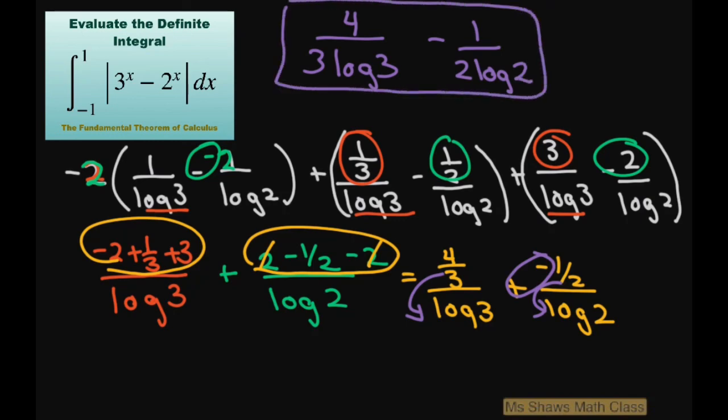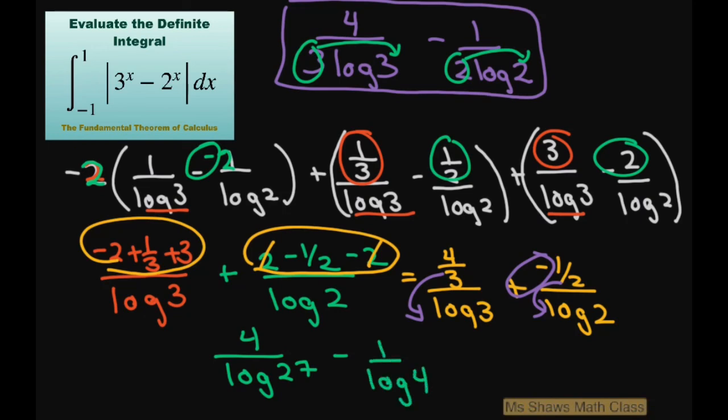If you wanted to, you could use your power property and bring this 3 here and the 2 here. And that would give you 4 divided by log of 3 cubed, which is 27, right? Minus 1 divided by log of 4. But I think I like it better, this answer here. Either way, it just depends on how much you want to simplify this.